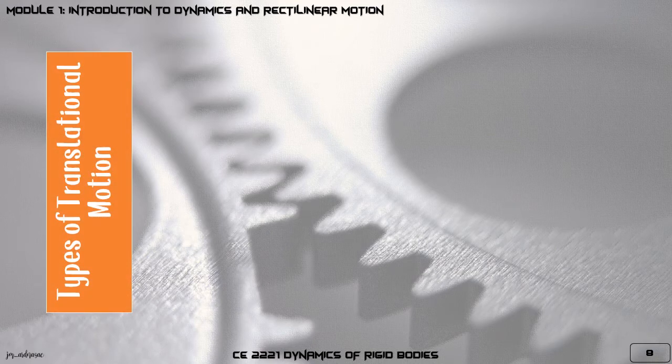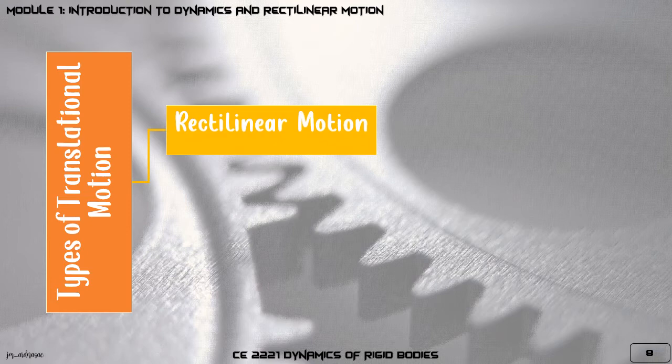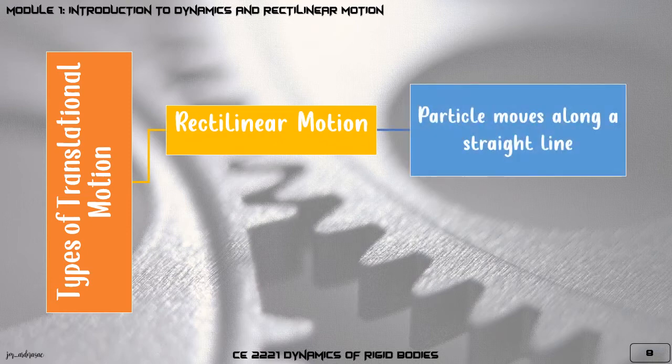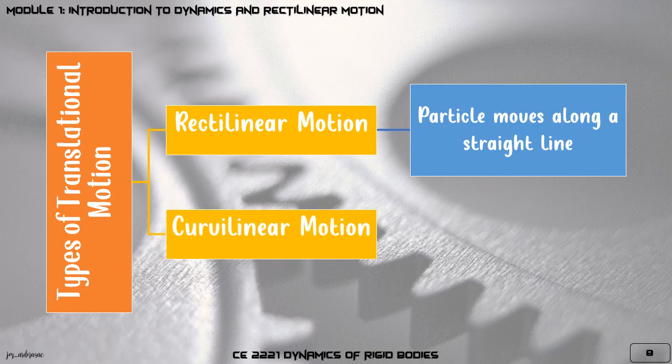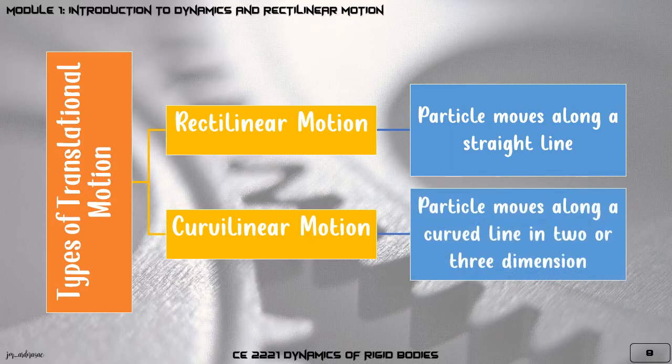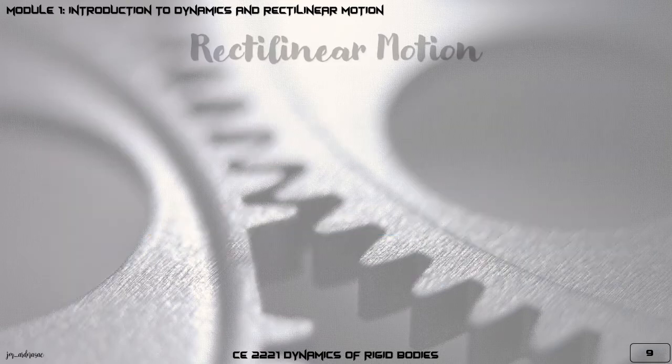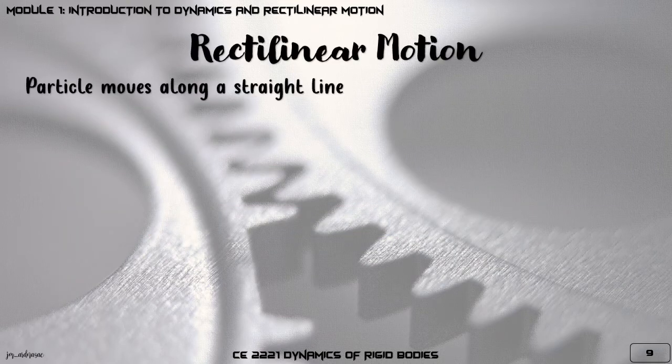And under this, there are two types. We have the rectilinear motion, which is the motion of a particle along a straight line. The other type of translational motion is the curvilinear motion, in which a particle moves along a curved line in either 2 or 3 dimensions. So, for rectilinear motion, as we have defined, particles will be moving along a straight line or in one dimension.